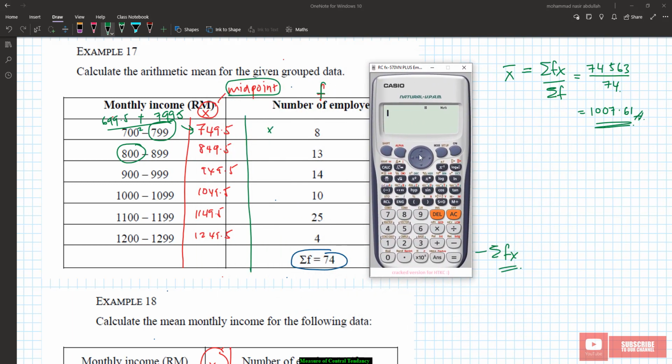To calculate the mean by using the calculator, first you need to have the midpoint, so we can enter it into the calculator correctly. So the first step is to click on shift mode, right? Shift mode, can you see?